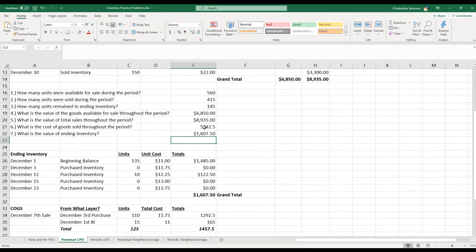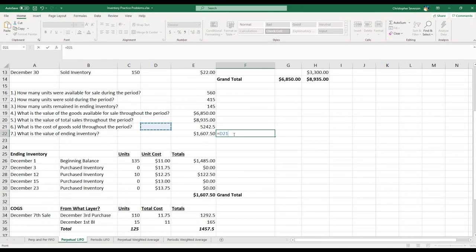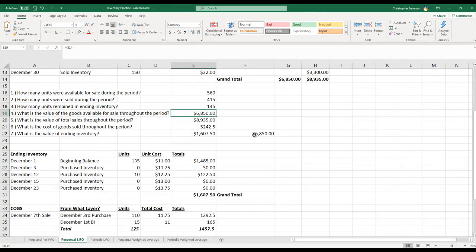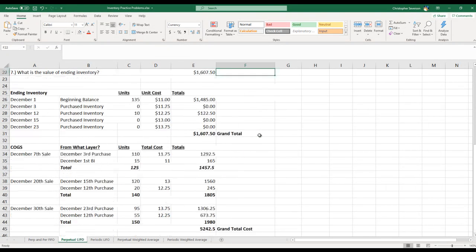Now, remember earlier I said that our double check is going to be that the sum of 6 and 7, the cost of goods sold and the value of the ending inventory, has to equal this value of goods available for sale. So let's just double check. Sure enough, it's 68.50 as it should have been. So this is one way to do it if you like separating them out.